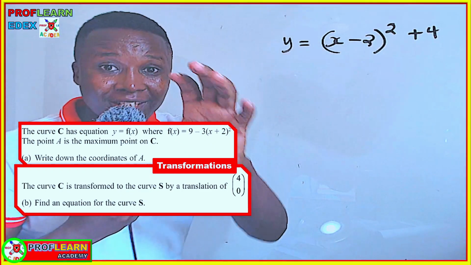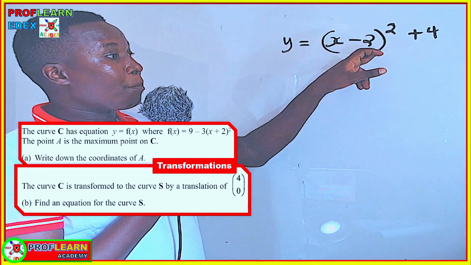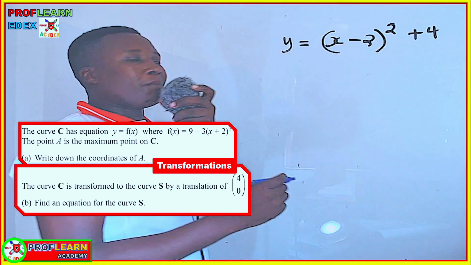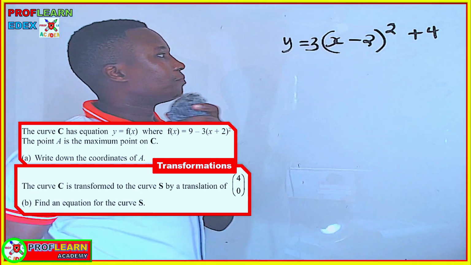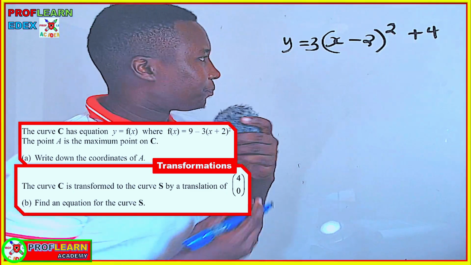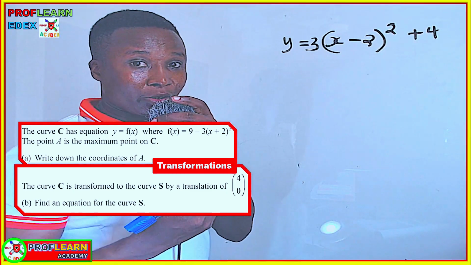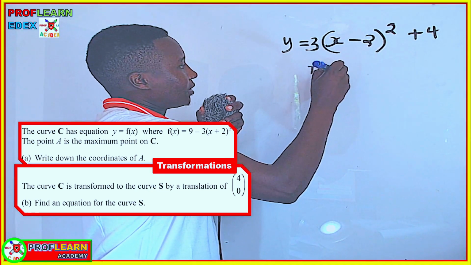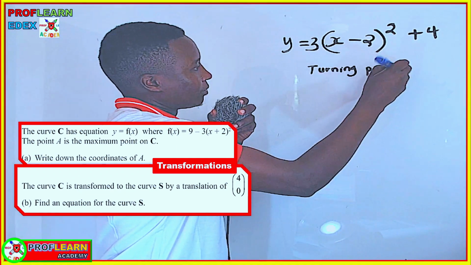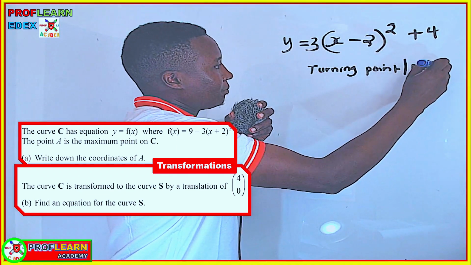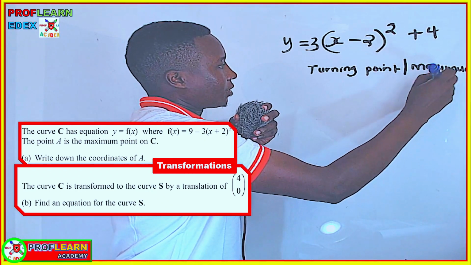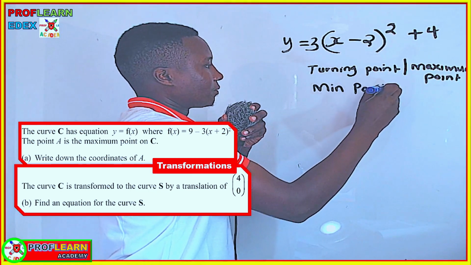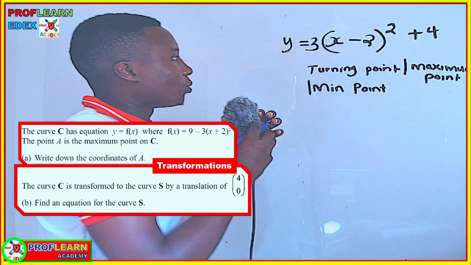Now, if you're having a function like this, actually the square has been completed here. So when a function is in this format, even if it's having maybe 3 somewhere there, you can state the turning point of this function, whether it is a maximum point or a minimum point.